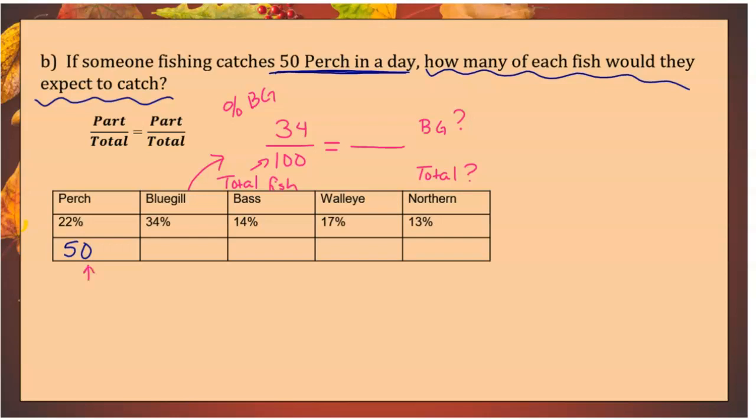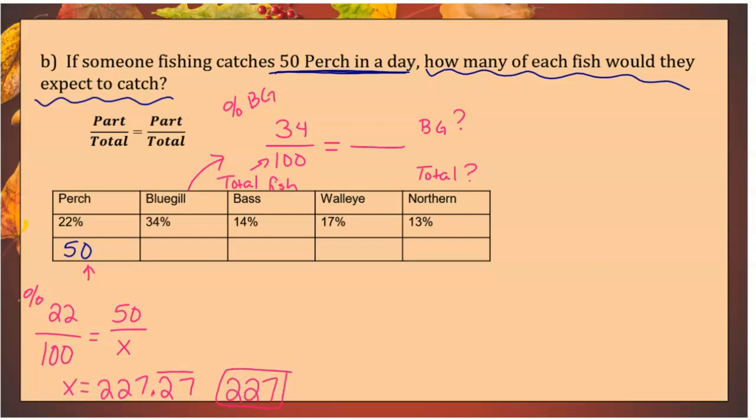I need to go back to the perch example. I know that 22% is the part out of my total 100 squares, and that's equal to the perch out of the total fish in the lake. So 22% of the fish are perch, well, 50 is the actual number of that, and we can figure out the total by cross multiplying. So 100 times 50 divided by 22 is 227.27 repeating. So let's round that to just 227 total fish in the sea. I mean in the lake.